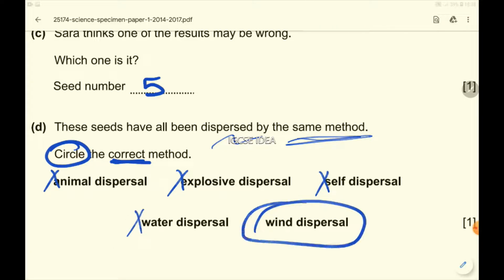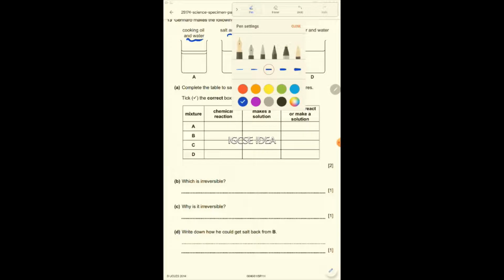Gennaro makes the following mixtures in his kitchen. Cooking oil with water, salt and water, bicarbonate of soda and vinegar, sugar and water. Complete the table to say what happens to each mixture. Tick the correct box. Okay.